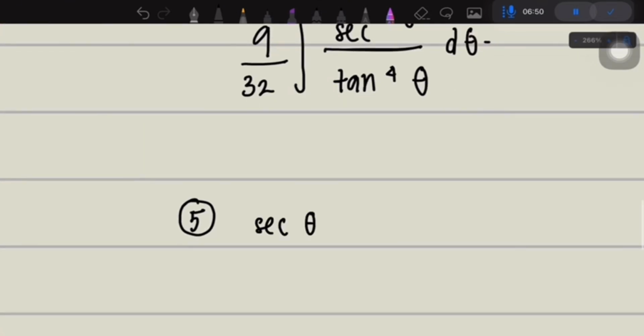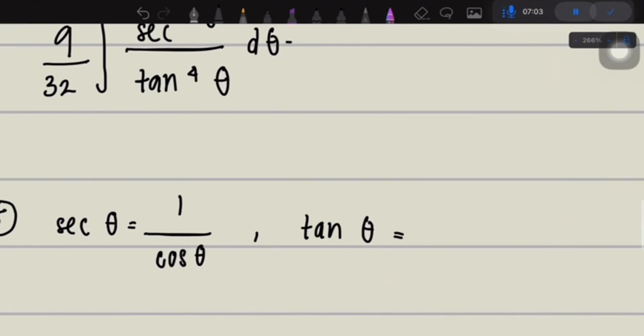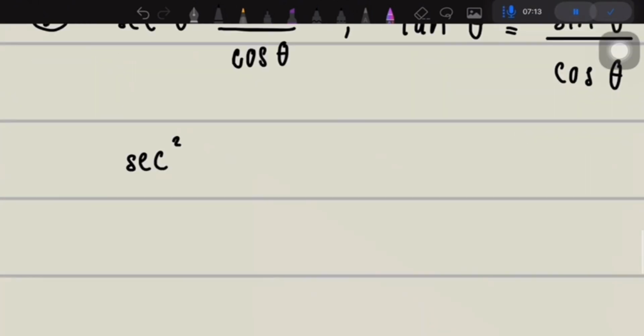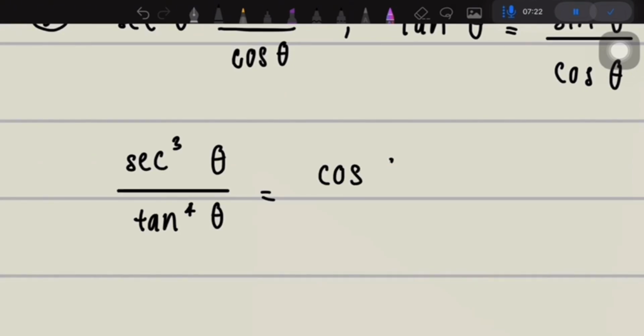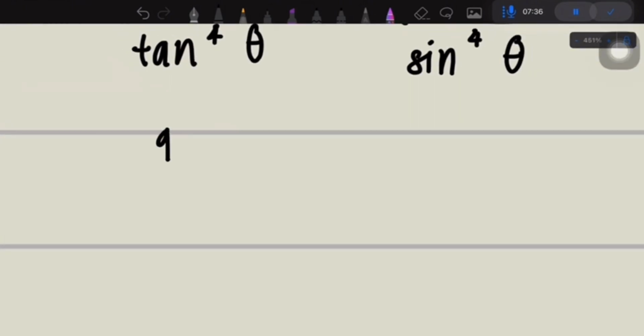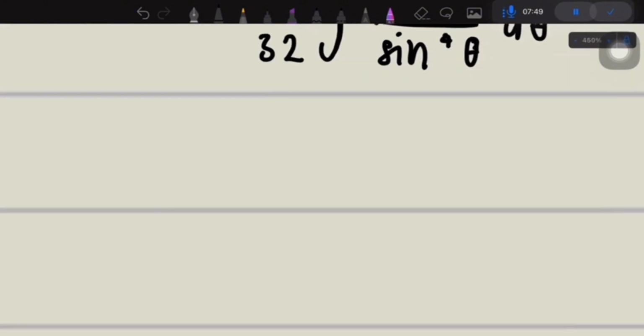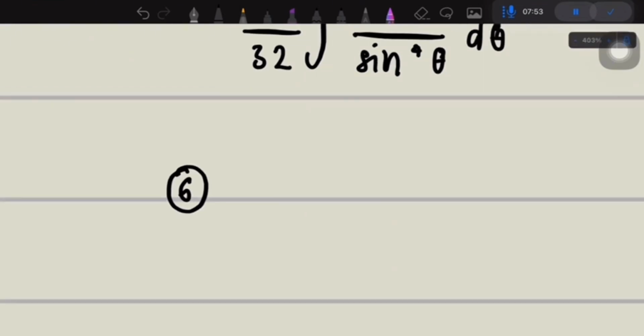So secant theta is equal to 1 over cos theta, and tangent theta is sine theta over cos theta. So we get secant cube theta over tangent theta is equal to cos theta over sine theta. Thus we get 9 over 32 integrate cos theta over sine theta d theta. Alright, so the next step is step 6, u is equal to sine theta.